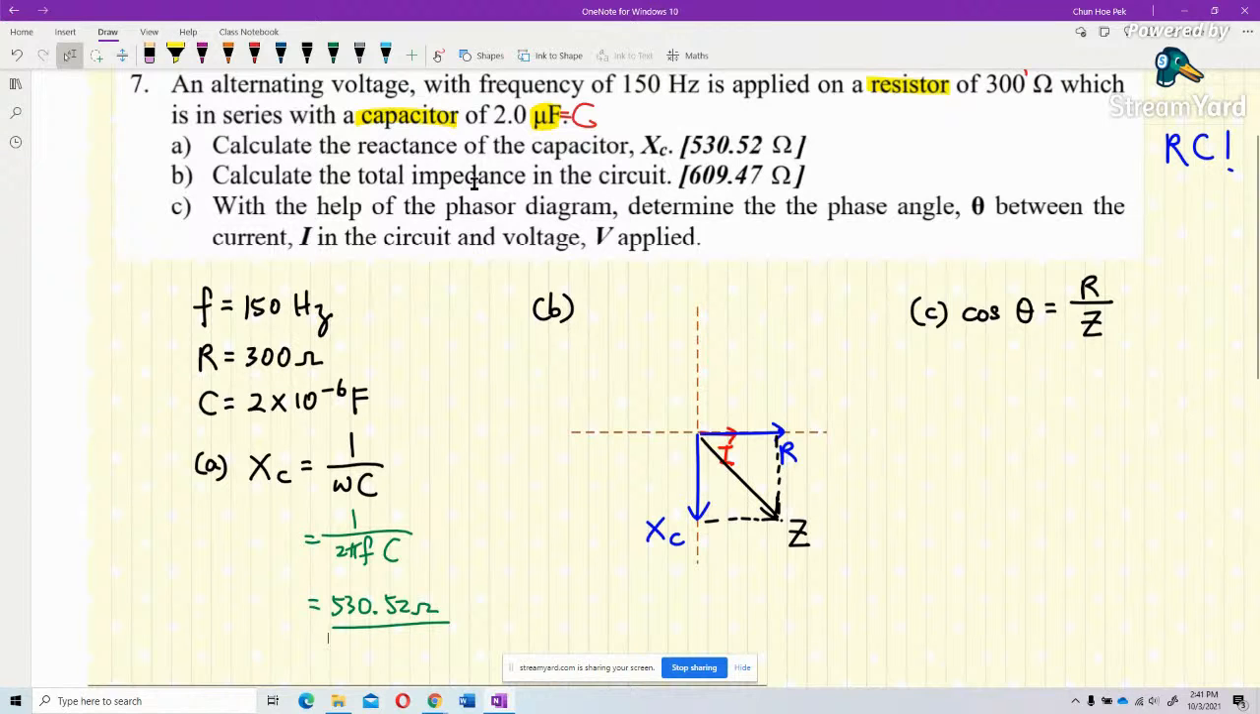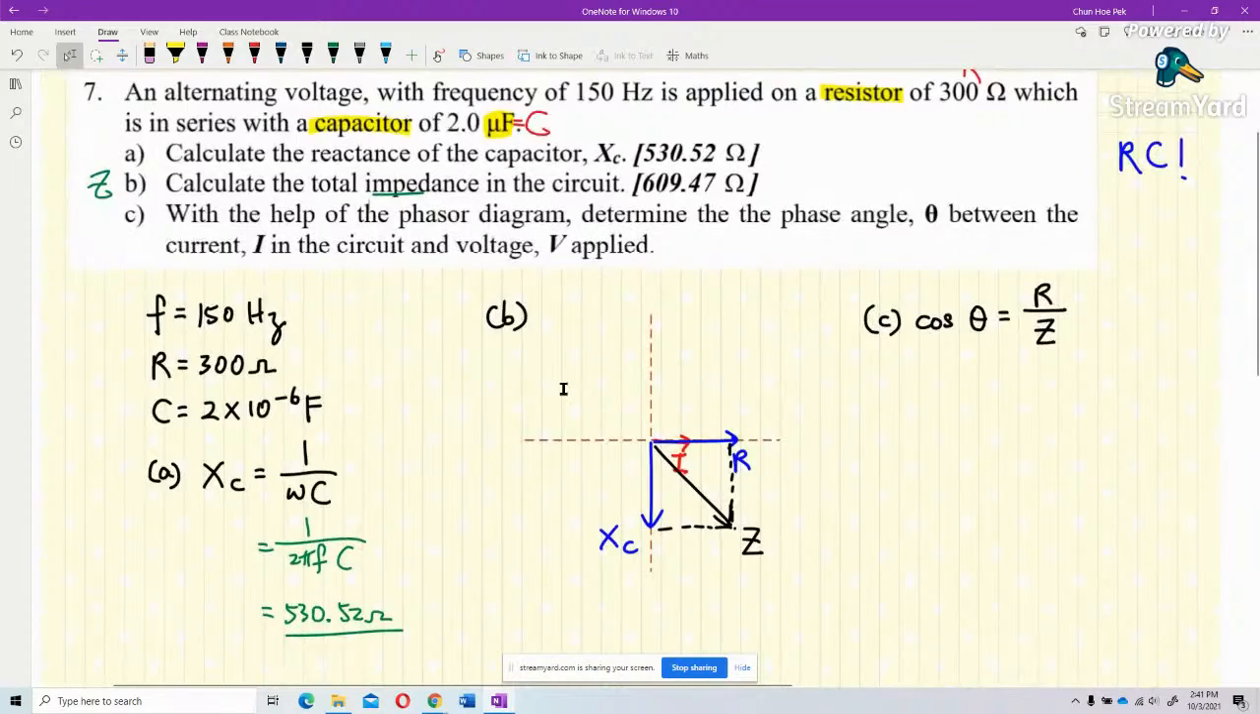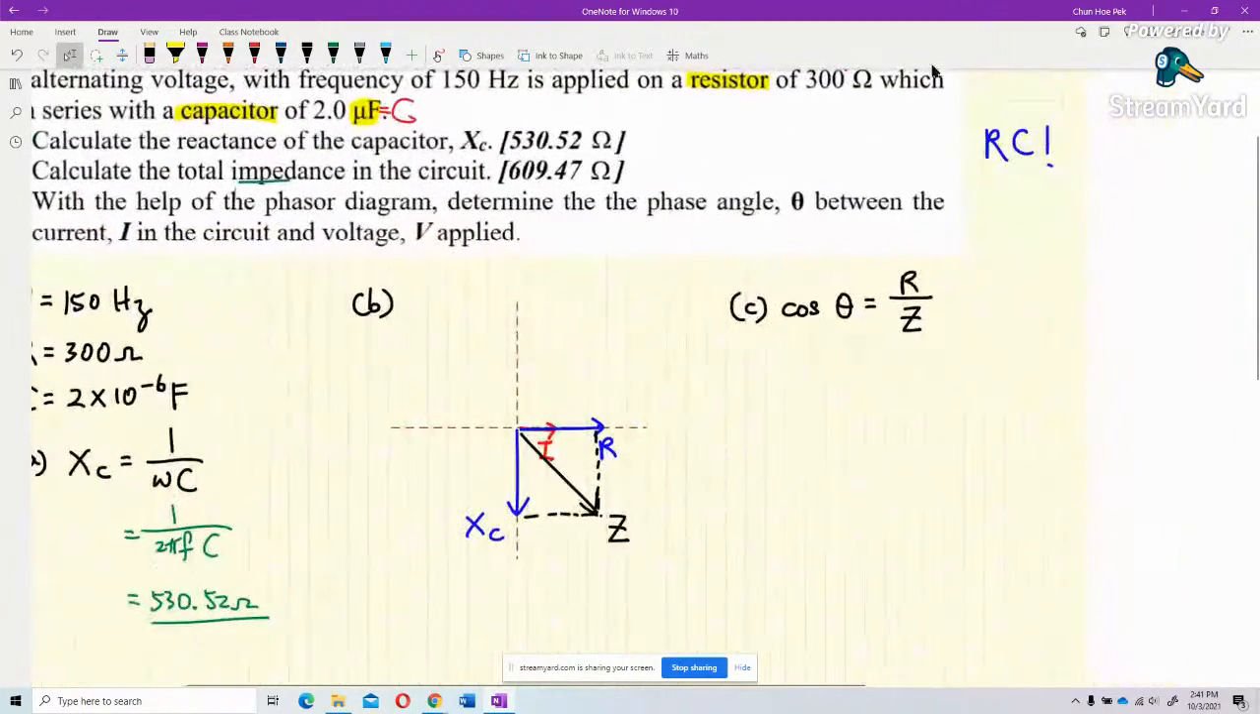Okay. Now, what's the total impedance? That means this asks for Z. So, again, you have to draw the phasor diagram. This is the RC circuit, so just draw like RC. So current first, then resistor with current, XC behind the current. Yeah, rotation anti-clockwise, isn't it? So XC is behind current. So this is Z.